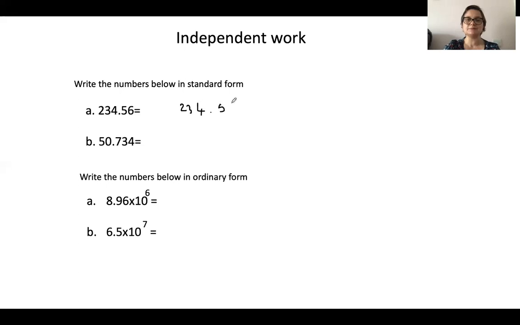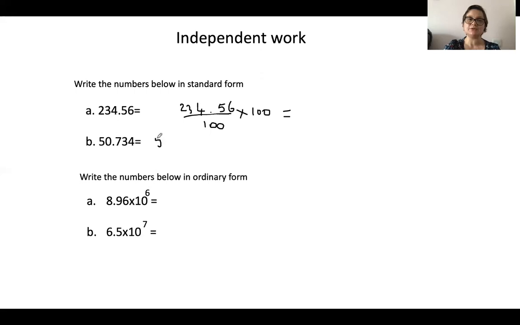So it is going to be 234.56 divided by 100, times 100. And then multiply this one. All this one here is going to be the a. Continue independently, and then express 100 as 10 to the power of 2. We do exactly the same thing with this one, 50.734. We need just the 5.0. To change 50 into 5.0, we need to divide by 10.